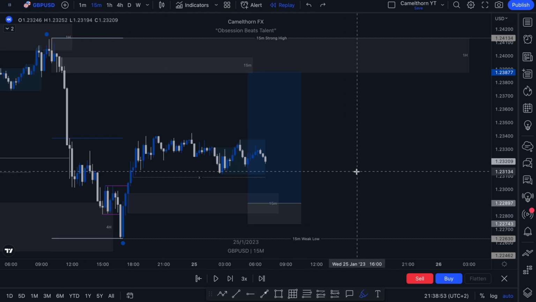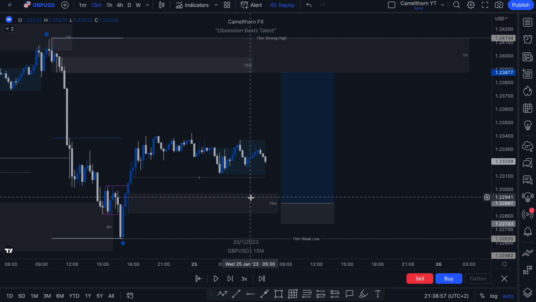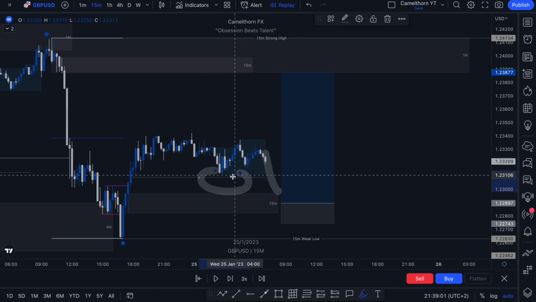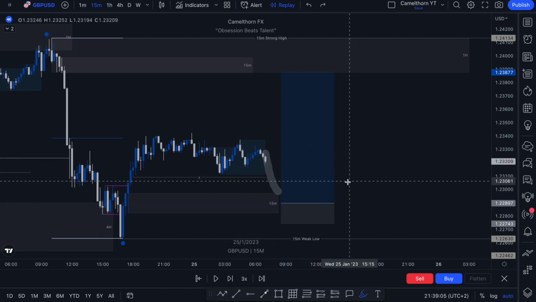All right. So what we then want to do is we want to see whether or not at the open of the London session, we want to see whether or not price action can grab this liquidity, tap into our POI before continuing higher. All right. So let's just see how price action plays out.